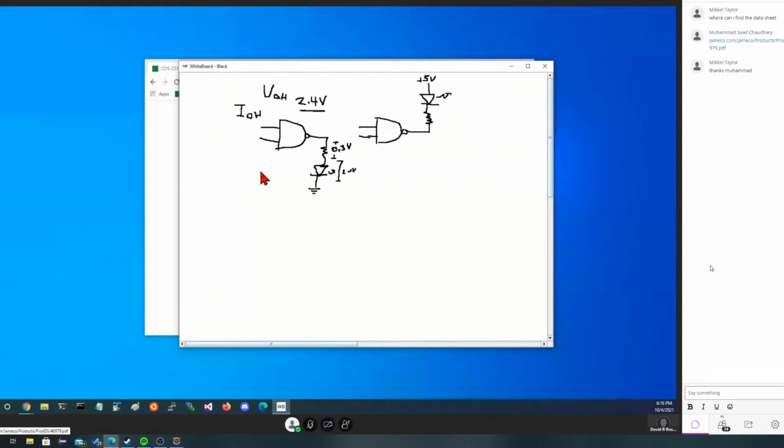Andrew, what do you think? It was 0.4 amps max. 0.4 amps? That seems a little high. Or 400 microamps. Yeah, it's 400 microamps. So we can be supplied 400 microamps. How much do we need to light the LED?